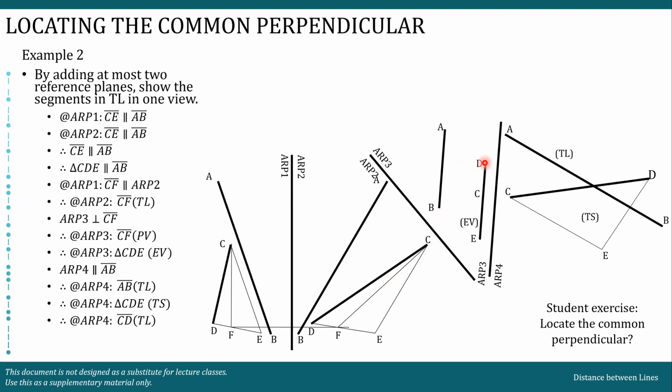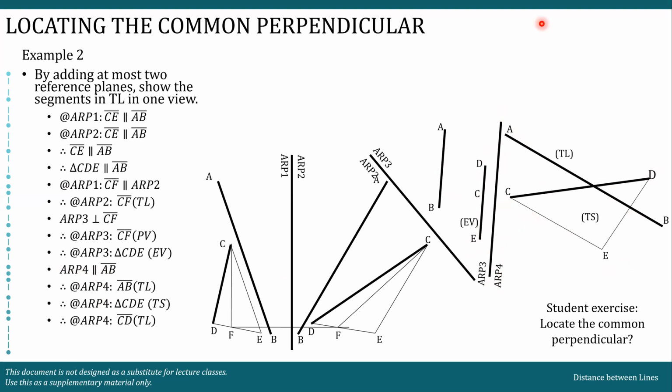Since you already have CDE in edge view and line AB parallel to that, let's draw a reference plane, ARP4, parallel to AB or parallel to the edge view. Here, ARP4 is parallel to AB. Then what will happen? When we project, CDE will become true shape, and AB will become true length.